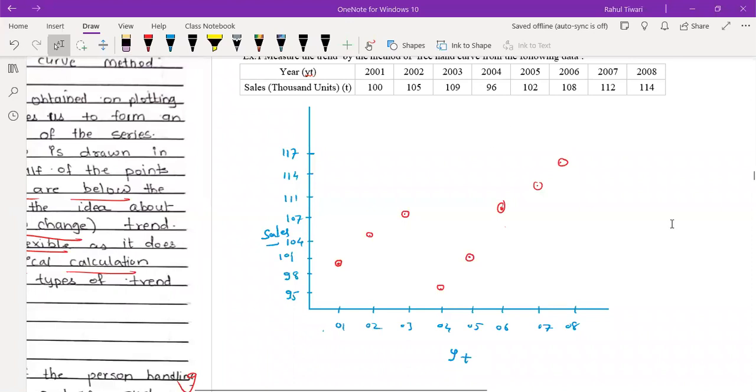Fine. Now, as theory says, you need to draw a straight line in such a way that half of the points should be above and half of the points should be below. So, how to draw that straight line? That is a very important question.